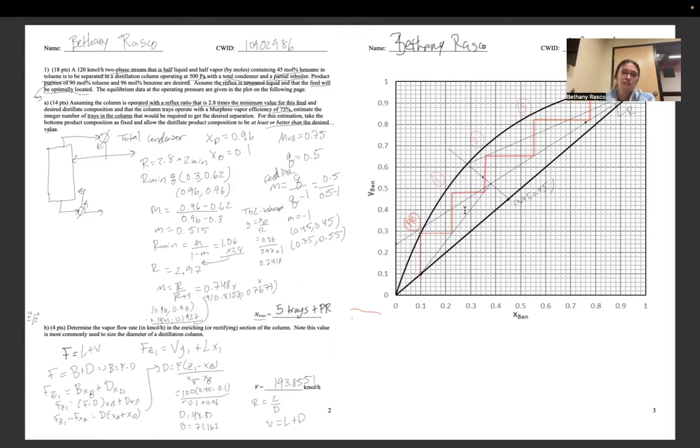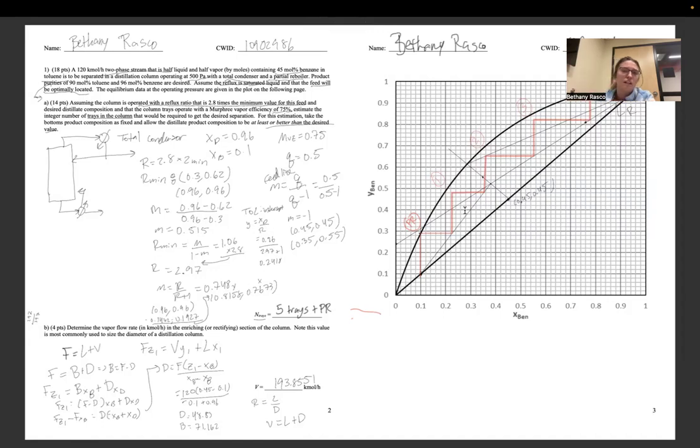You know XD, you know XP. You need to find Rmin. Find Rmin via the quality. I assumed the quality was 0.5 because you said half vapor, half liquid. Interesting assumption, I know, but I made it anyway. So you find the feed line slope via the equation, and you get about -1.